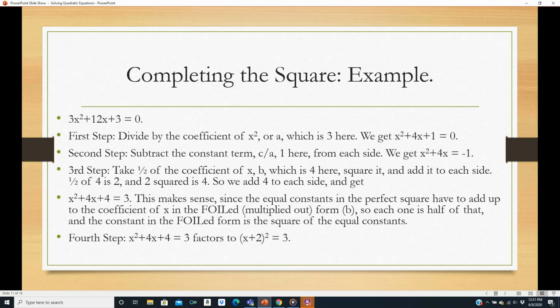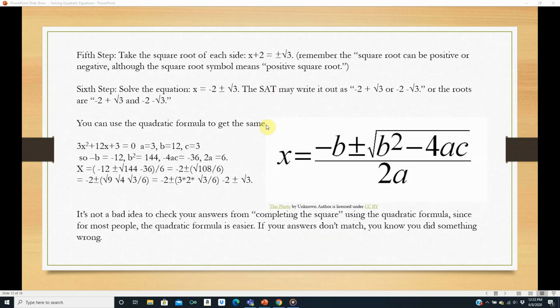So we know that the square root of 4 is 2, so x squared plus 4x plus 4 equals 3 has to factor to x plus 2 squared, since we know 2 is half of 4, 2 squared is also 4, and the 3 we just leave alone, so we get x plus 2 squared equals 3. You can also write it out as x plus 2 times x plus 2 equals 3, whatever makes you happy. Alright, so the fifth step is to take the square root of each side.